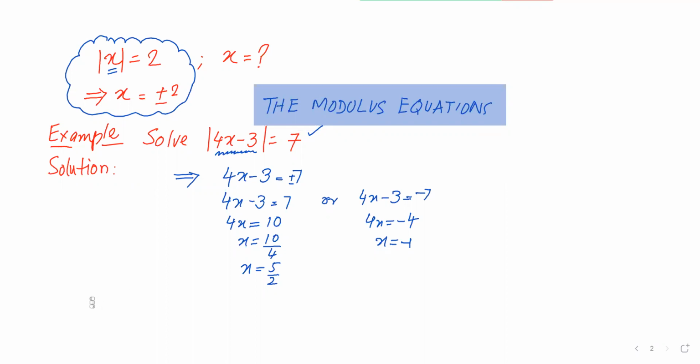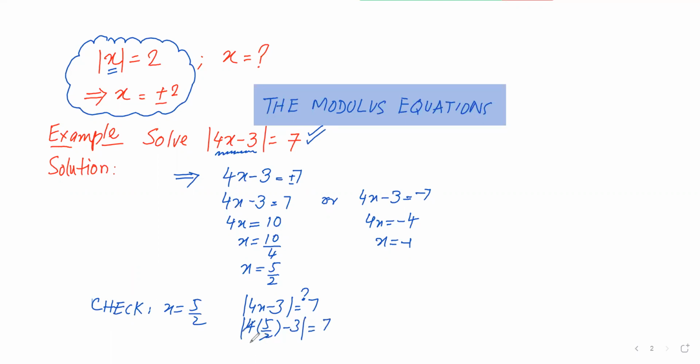So always check the answer. Check whether these answers are okay for the given equation or not. That given equation is the modulus equation. So let us take x equal to 5 over 2 in the given equation, 4x minus 3. So check what is 4x minus 3. Is it 7? Let us verify. 4 into 5 over 2 minus 3 modulus is equal to 7.